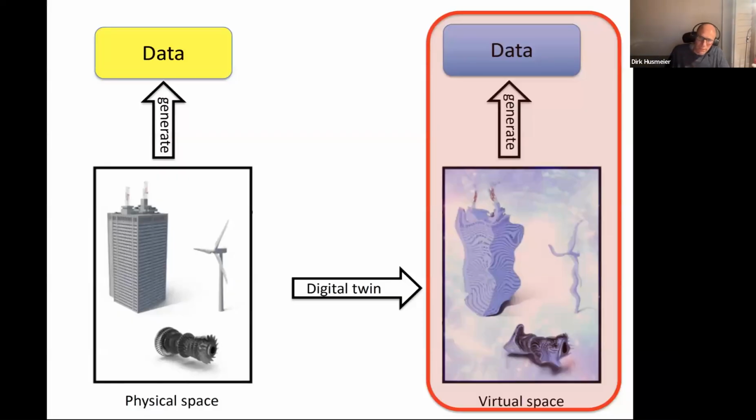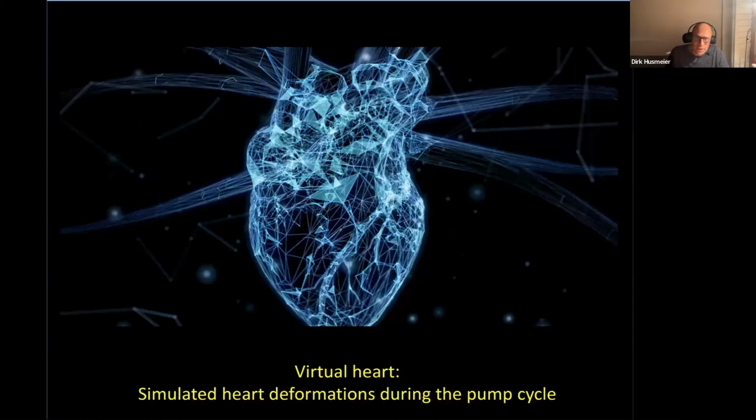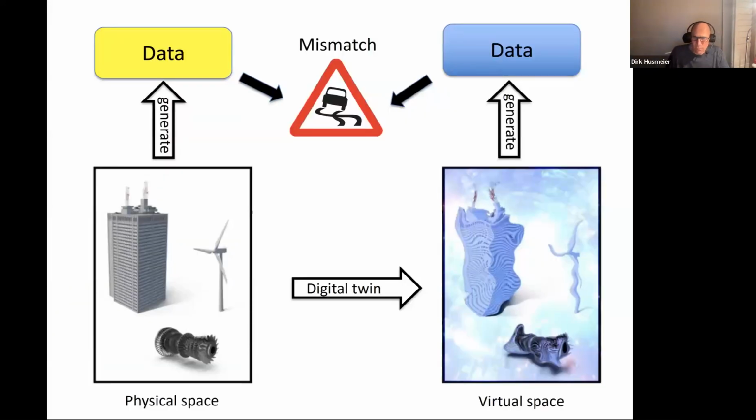Now let's look at the virtual space. That is our digital twin, that is the virtual heart. Well, the virtual heart allows you to simulate the heart deformations during the pump cycle. Now you can look at the simulated deformations and compare that with the measured deformations using cardiac magnetic resonance imaging, and you can quantify the mismatch. That is a generic concept.